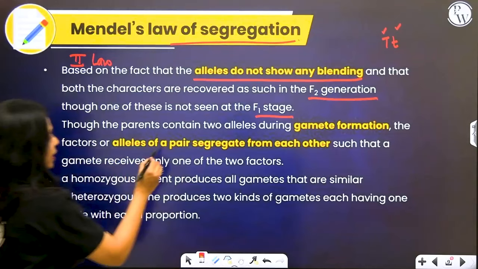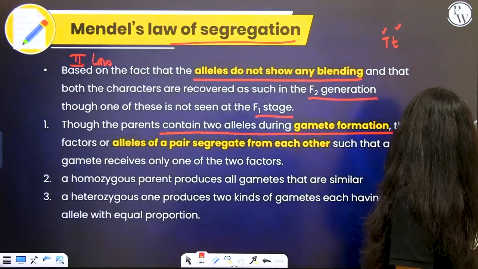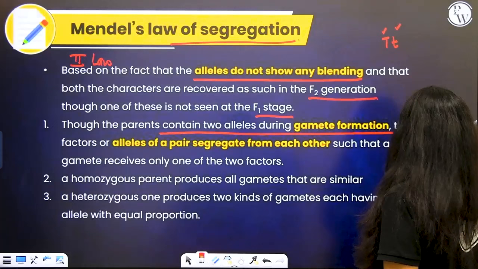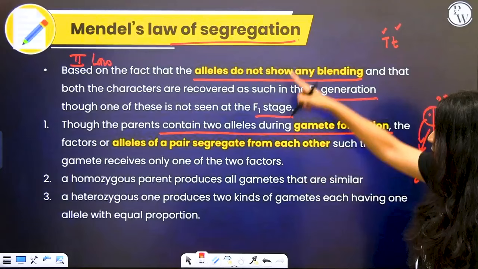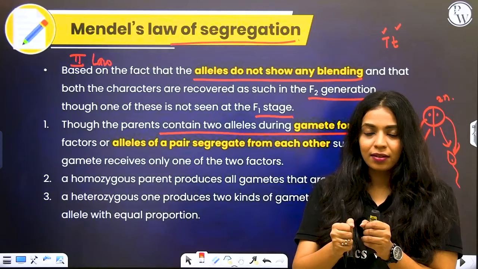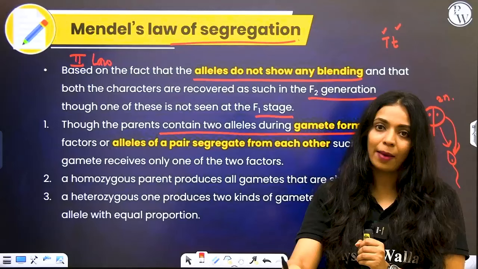Though the parents contain two alleles during gamete formation, gametes form from diploid cells, right? Two alleles are there. During gamete formation, the factors or alleles of a pair segregate such that each gamete receives only one of those. That is why it's called law of segregation. Each character has two alleles in normal diploid cells, but meiosis will happen during gamete formation. During gamete formation, only one of those two will get into the gamete. So it segregates during gamete formation. That is why it's called the law of segregation.